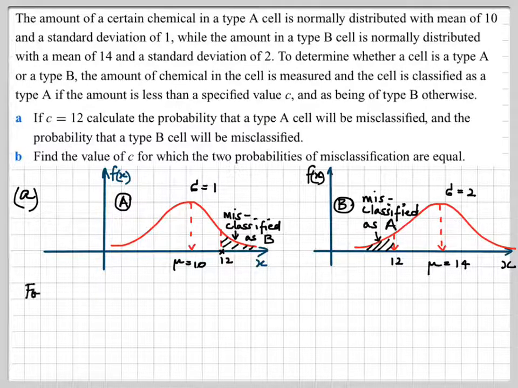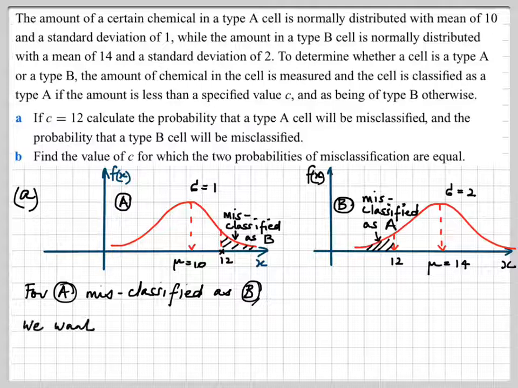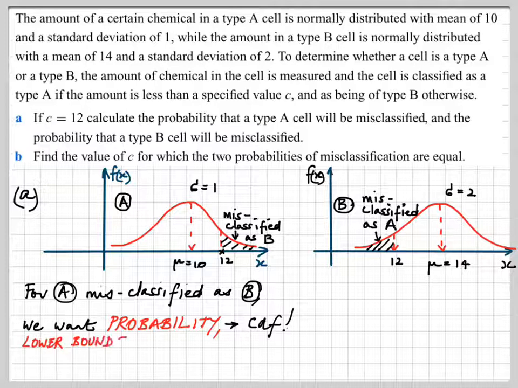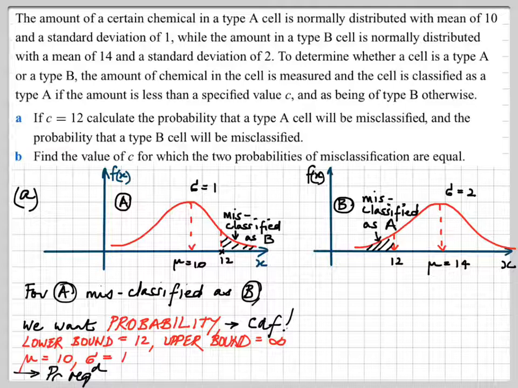So, for A misclassified as B, we're just going to look at the probability for 12 and above, aren't we? Yes, that's right. So we want the probability, which is a normal CDF, isn't it? Of course it is. So the lower bound is 12. The upper bound is what? Infinity. We're also going to plug in mu as 10 and sigma as 1. And what are we going to get? The probability comes out as 0.0228 to 4 decimal places, and that's the one we want. And that's the correct answer because I looked it up.